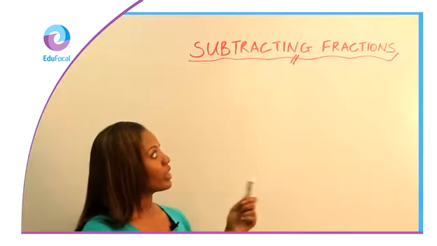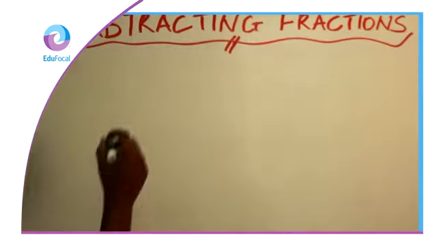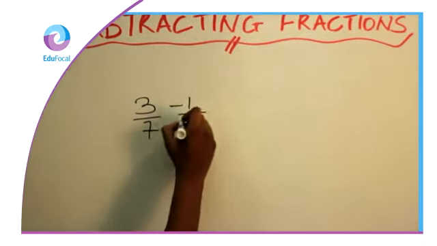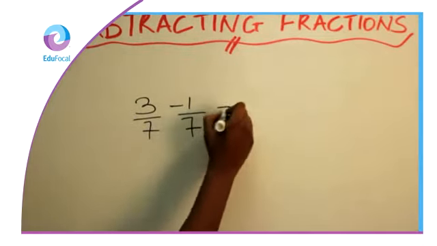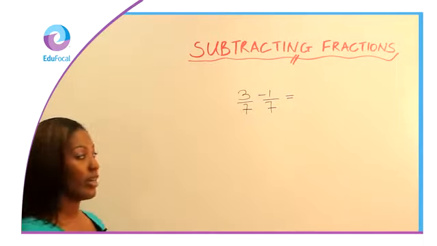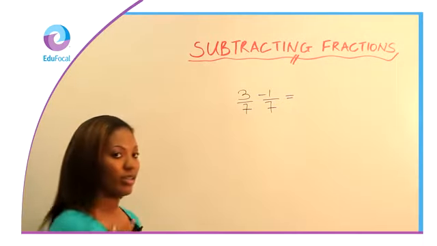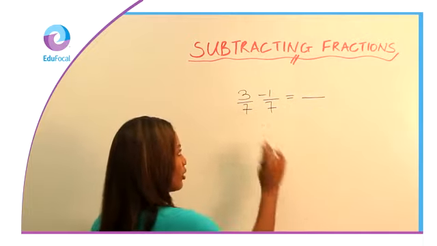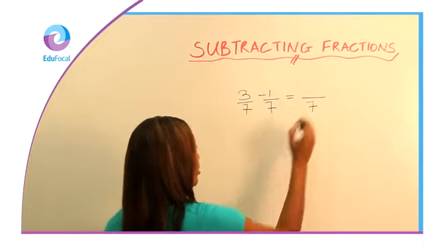And now we will look at subtracting fractions, which is very similar to adding fractions. So it's the same idea. The only difference is where you would have added, now you're going to subtract. You should realize that the denominators are the same. So the denominator for the answer remains 7.